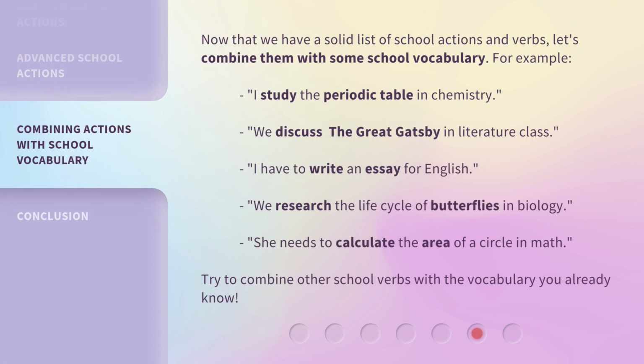Now that we have a solid list of school actions and verbs, let's combine them with some school vocabulary. For example, I study the periodic table in chemistry. We discuss The Great Gatsby in literature class. I have to write an essay for English.